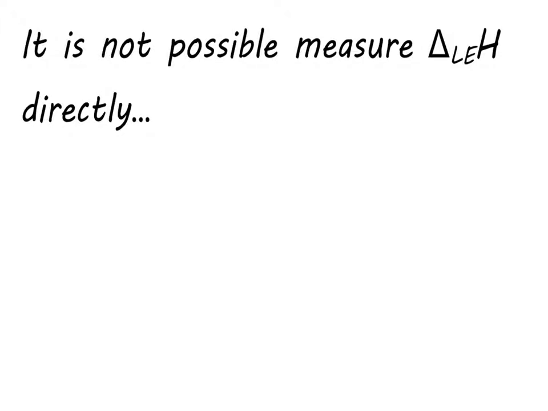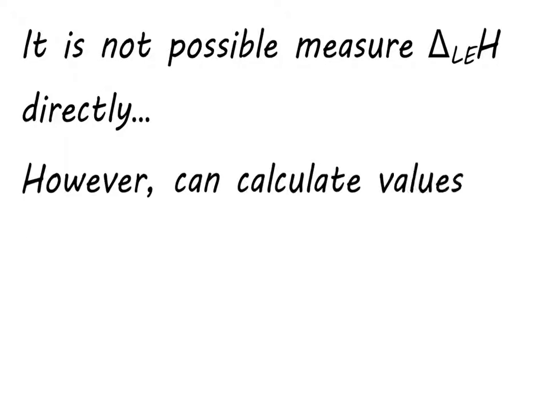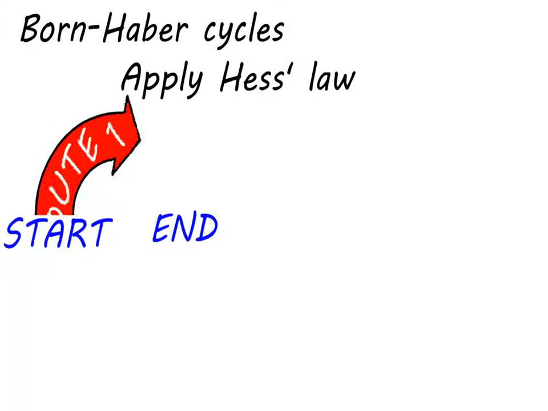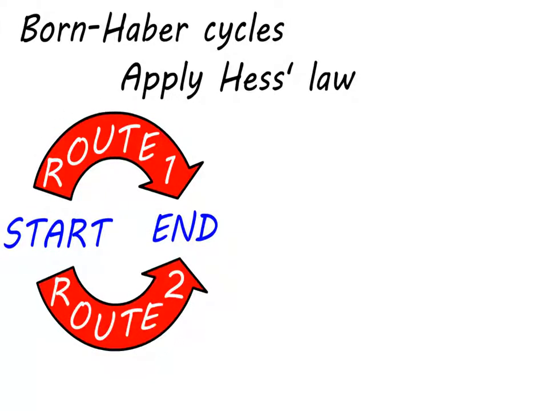It is not possible to measure lattice enthalpies directly experimentally, in the same way it was often not possible to measure standard enthalpy of formation values that we came across in Year 1. It is possible, however, to theoretically calculate their values from information found in chemistry databooks. What we do is construct Born-Haber cycles, which use the ideas of Hess's law that we came across in Year 1, where if a system undergoes the same change via 2 different routes, providing the starting and end points are the same, the enthalpy changes via the 2 different routes are the same.